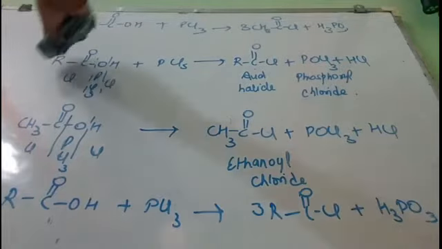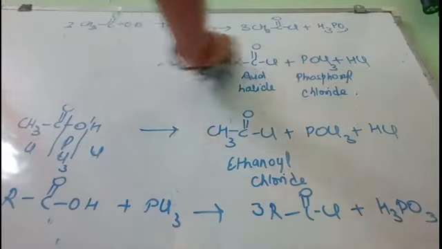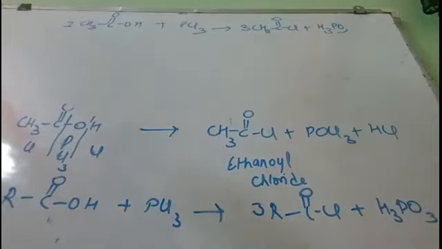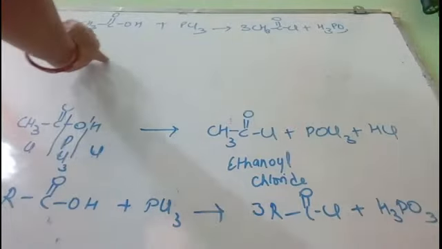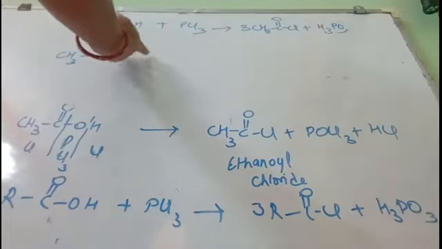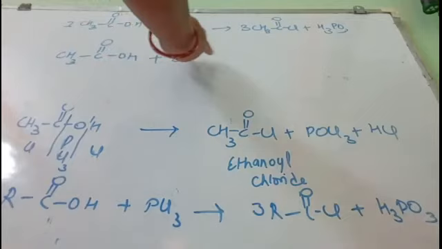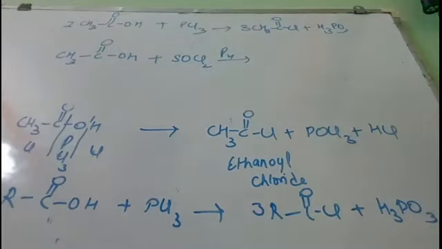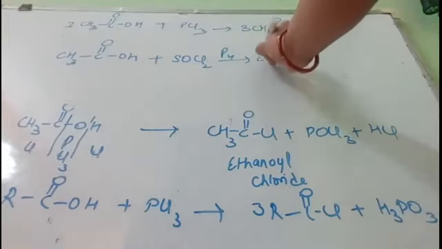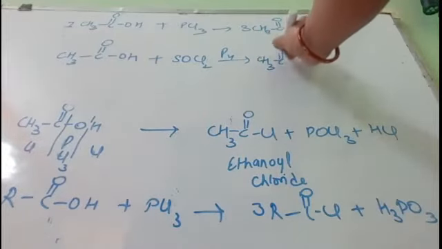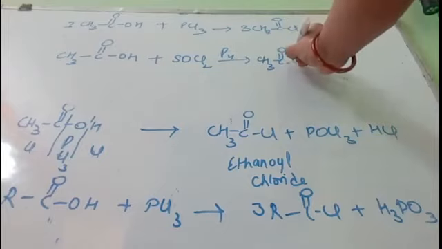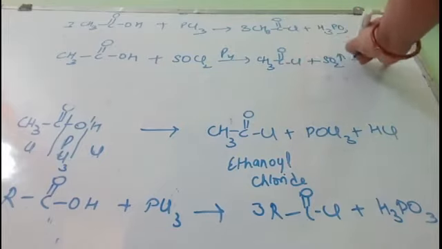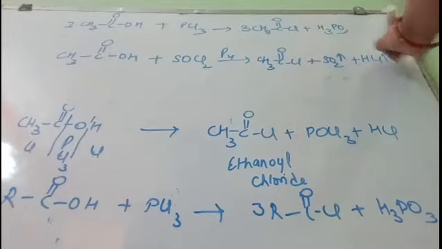Now one more method is there, that you treat it with thionyl chloride, right? So thionyl chloride, you know students, it is SOCl2. So when ethanoic acid or any other acid is treated with thionyl chloride in the presence of pyridine, we will get here acid halide. Here I have taken ethanoic acid, so we will get here ethanoyl chloride, SO2 and HCl will be released.